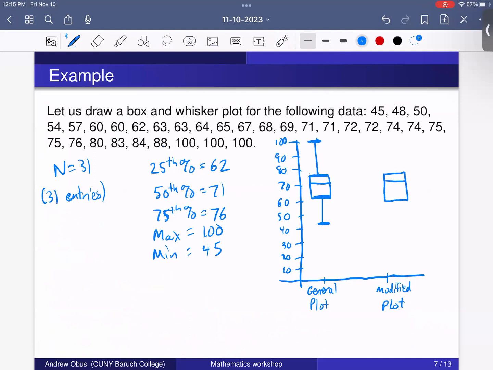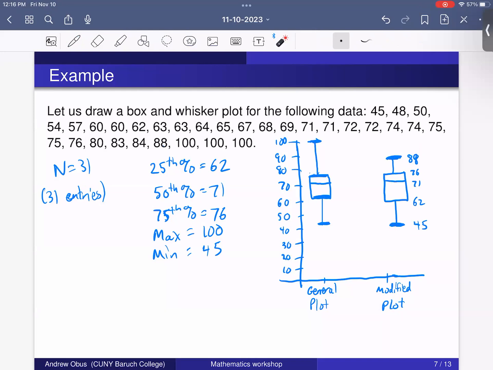So you still have 62. You can always label these if you want, 62, 71, 76. And then the bottom whisker will still go down to 45, but now the top whisker will only go up to 88. So it'll only go up to 88. Okay, so this is the modified plot, and this is what we're going to do on a computer next in Microsoft Excel, and this is what Excel actually does. It only gives you the modified plot.